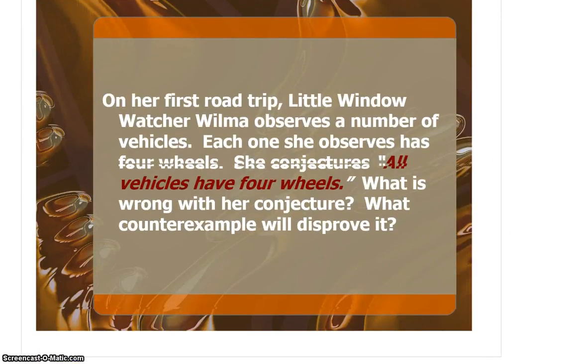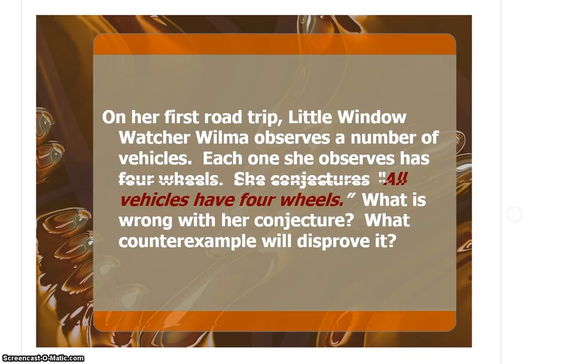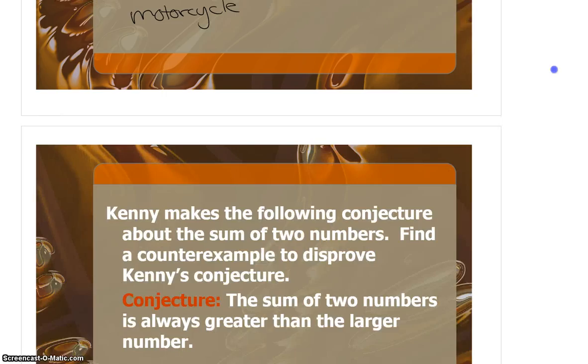So on her first road trip, little window watcher Wilma observes a number of vehicles. Each one she observes has 4 wheels. She conjectures all vehicles have 4 wheels. What is wrong with her conjecture? What counterexample will disprove it? Well, a motorcycle. A motorcycle would be a counterexample, because a motorcycle is a vehicle and it only has 2 wheels.